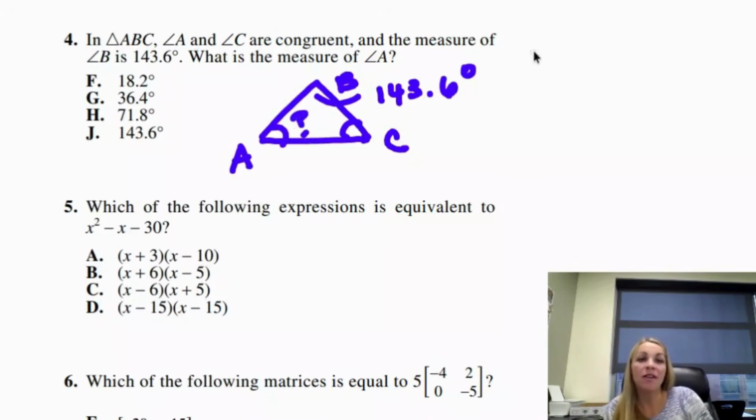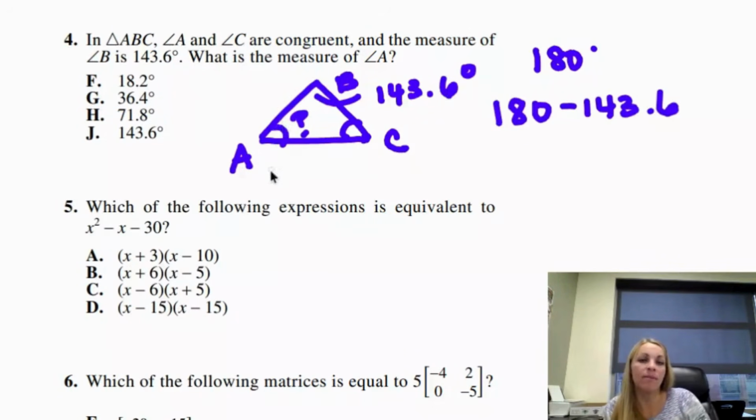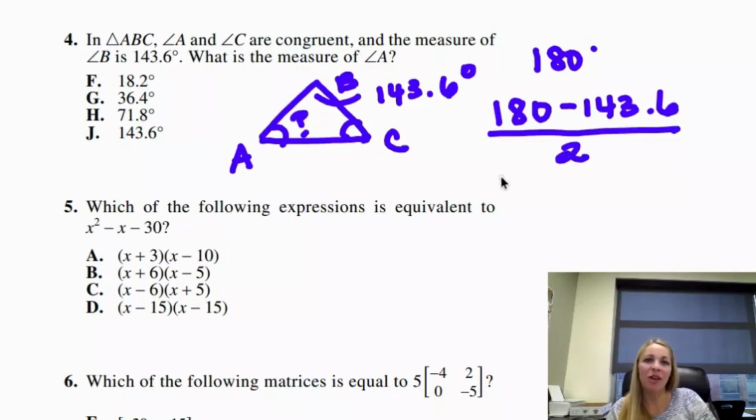Triangles add up to 180 degrees. So if we take 180 and subtract 143.6, that will give us both the angles of A and C added together. So what I'd want to do from here is take this and divide by 2. Typing this into our graphing calculator really quick, we get 18.2 degrees, which is option F.